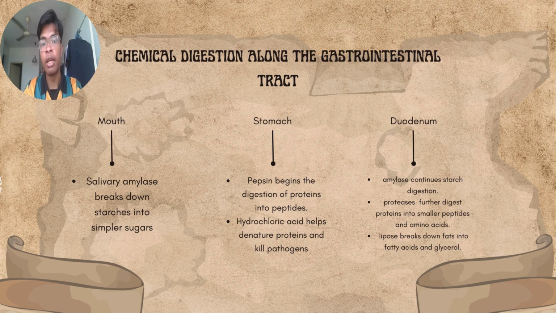Now, I would like to explain the chemical digestion along the gastrointestinal tract, starting off with the mouth. Salivary amylase breaks down starches into simpler sugars. Now, the stomach. In the stomach, pepsin begins the digestion of proteins into peptides. Meanwhile, the hydrochloric acid helps denature proteins and kill pathogens. And lastly, the duodenum. Inside the duodenum, amylase continues starch digestion, and proteases further digest proteins into smaller peptides and amino acids. And lastly, lipase breaks down fat into fatty acids and glycerol. That is all.